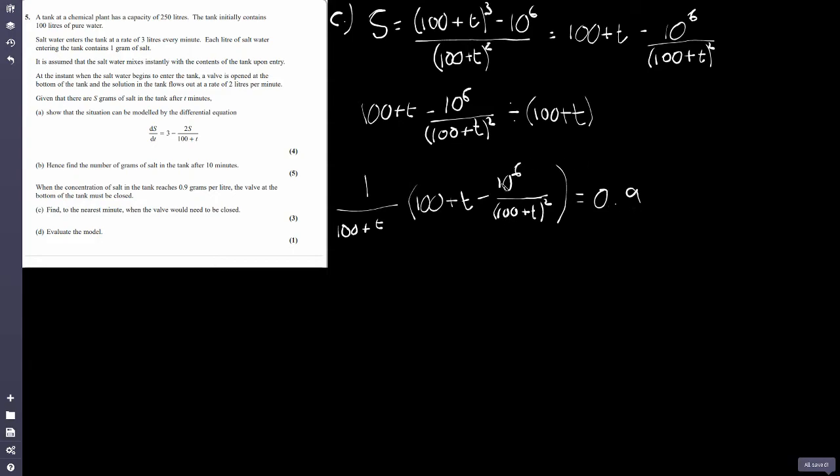So now we've got this expression here. All we've actually got to do now is times through by this denominator, 100 plus T. We times this side by it, we're just going to get left with this. Now we times this side by it, we're going to get 0.9 lots of it. So, let's do that over here for a bit of extra room. If I times this side by 100 plus T, then I'm just going to get 100 plus T minus 10 to the 6 over 100 plus T squared.